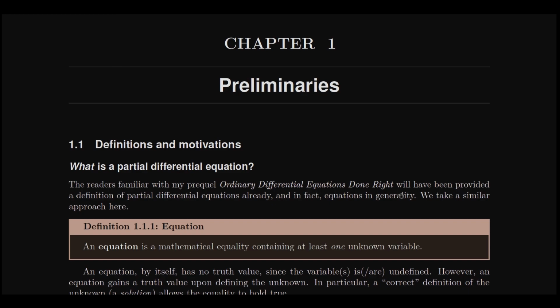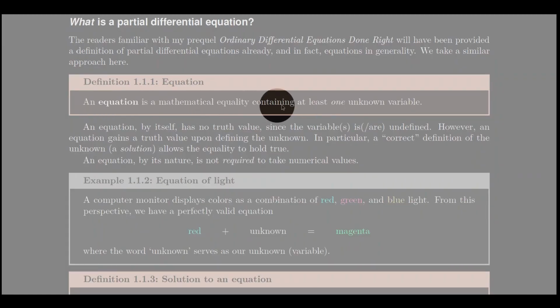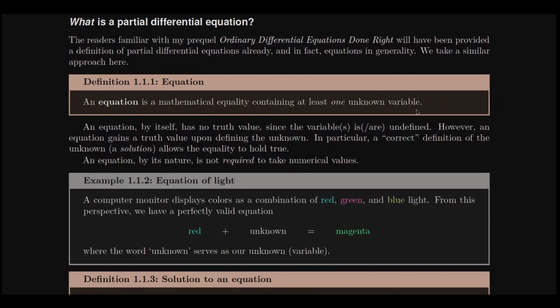So we're going to start out by trying to define a partial differential equation. And to do that, we actually have to start with equations, right? Because I think a lot of people don't think that hard about what an equation actually is. An equation is a mathematical equality containing at least one unknown variable. Any sort of equality that we construct where there's at least one term in the equality that's not yet known. And this equation doesn't necessarily have a truth value by itself, since the variable is or are undefined. But once we define the unknown, then we gain a truth value. It's either going to be true or false upon making that definition. And that's, in fact, what a solution is.